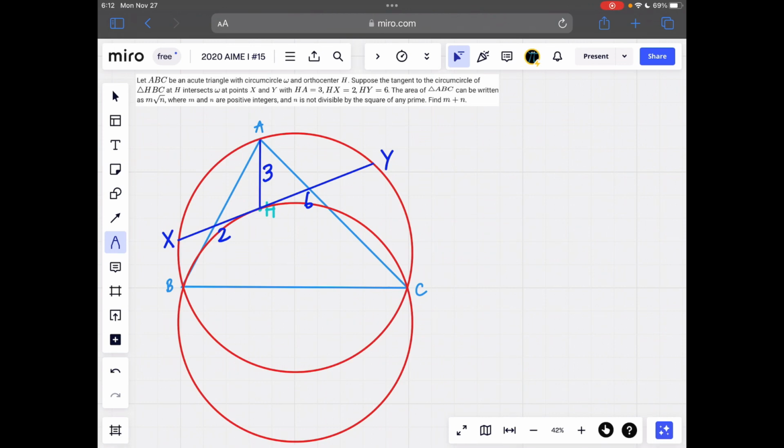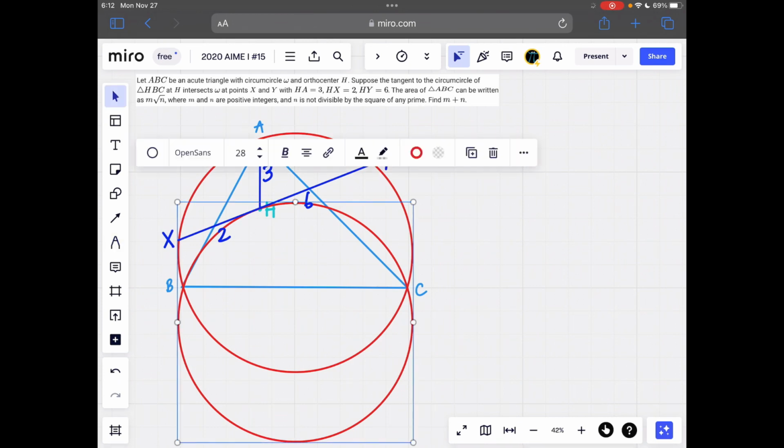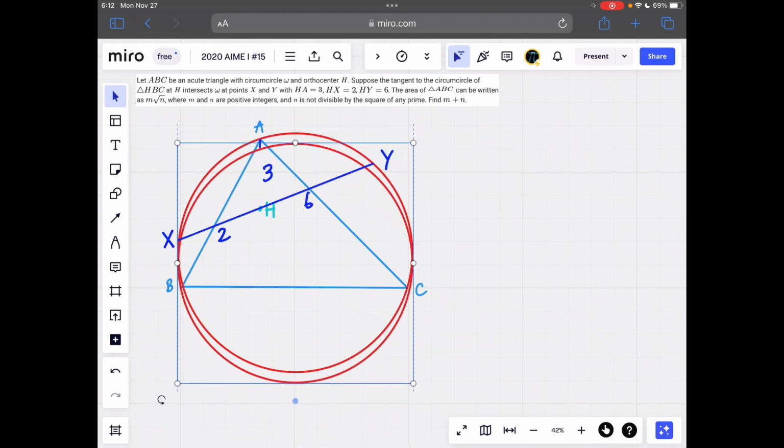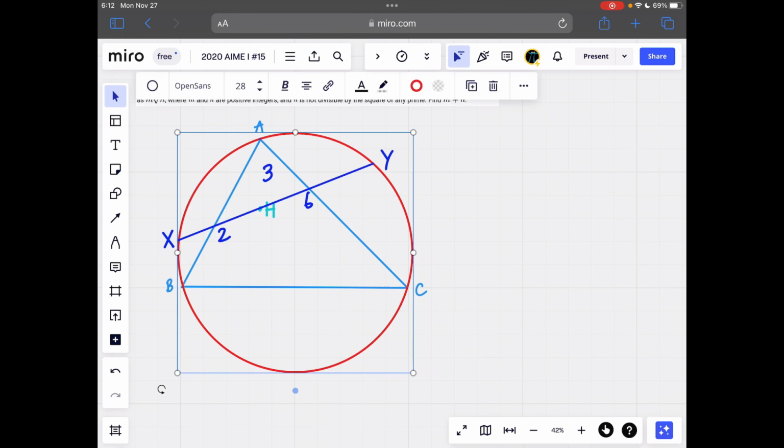So first off, notice that the circumcircle of triangle HBC is just the reflection of the circumcircle of ABC over BC. So if we consider BC to be horizontal, then we can just move this circle, the circumcircle of HBC, up, and it'll coincide with the circumcircle of ABC.